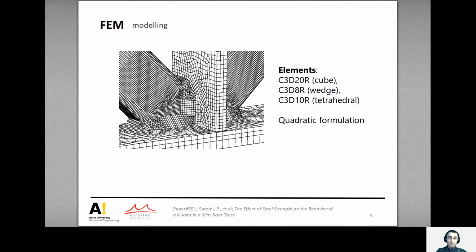I will now describe the finite element model. Solid 3D elements with quadratic formulation were used to mesh the geometry. Small details such as welds were also defined in the geometry. We used Riks arc length solver to take into account post-buckling behavior.